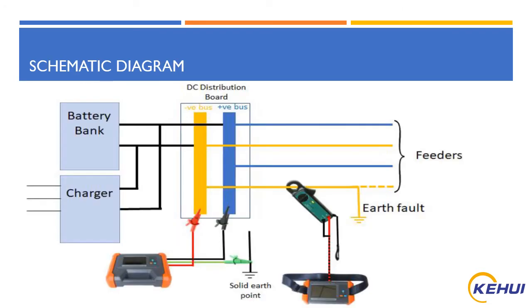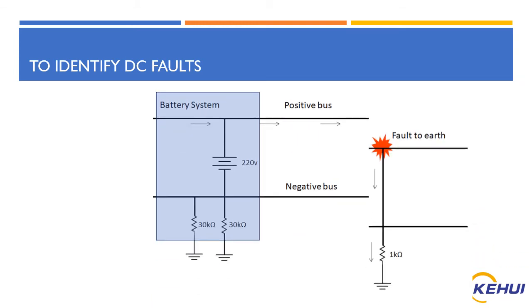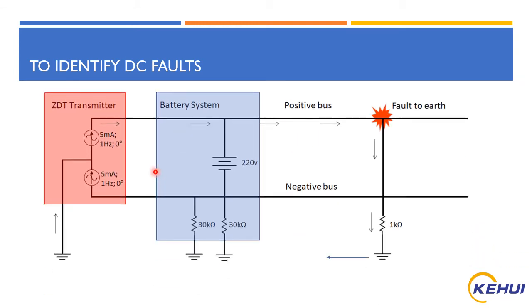So how do we do that? You can see a schematic diagram where we have connected our transmitter unit to the main DC-DB distribution board, positive and negative bus. Positive is the red and negative is the black, and we connect our equipment to the system ground. Whenever we inject a signal into the system, the signal passes through each and every feeder and takes a return path through ground to our equipment, the transmitter, which makes a closed loop so that we can exactly pinpoint the faulty feeder as well as the fault location.